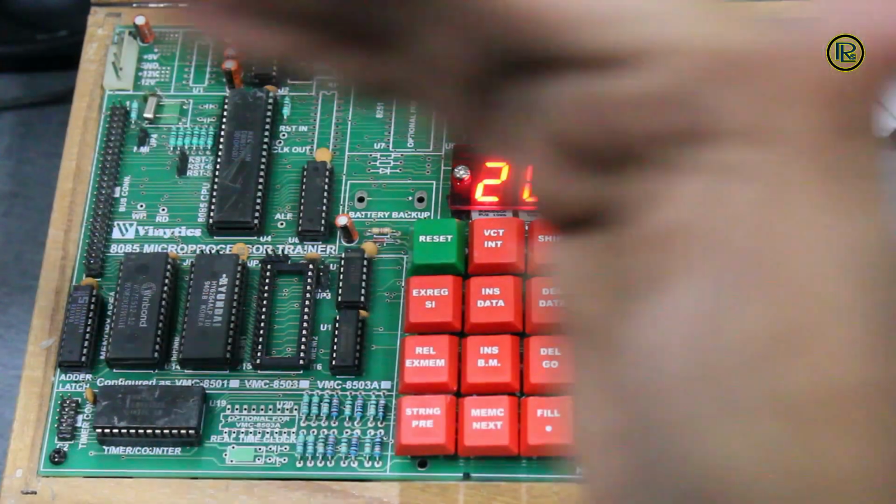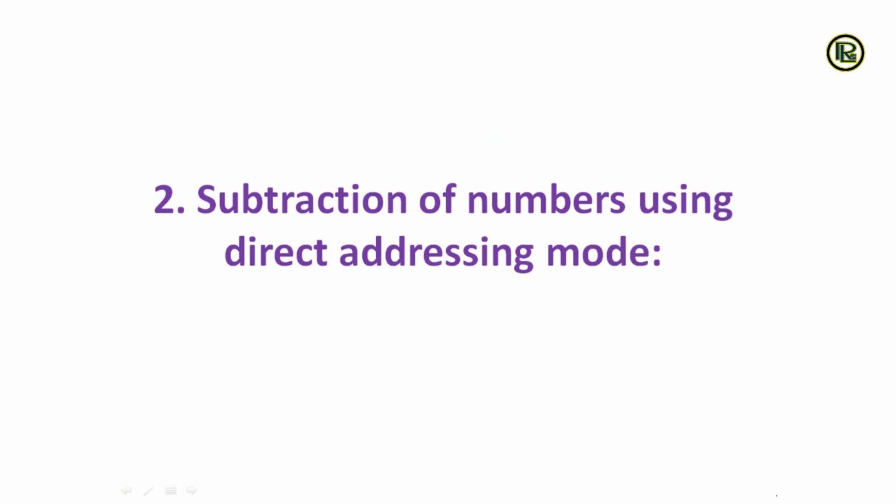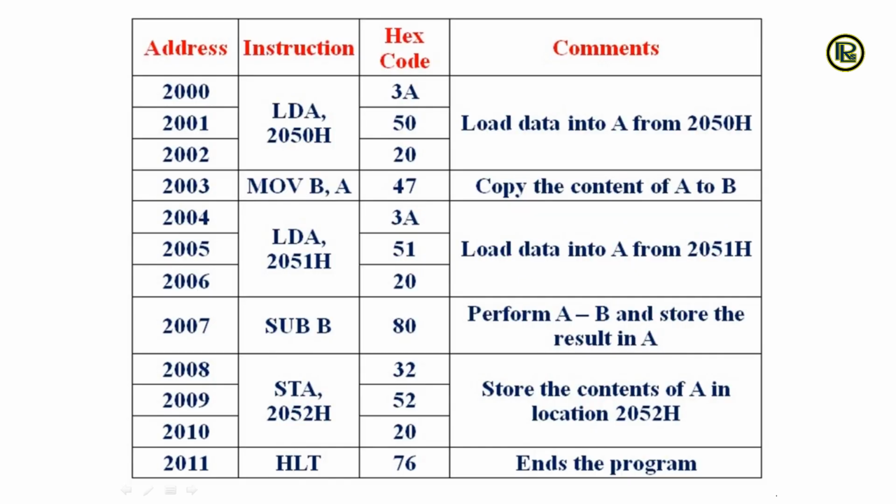Next, let's go back to the slide once again. Now we'll go to the second problem. The second problem is subtraction of two hexadecimal numbers using direct addressing mode. So here is the program.